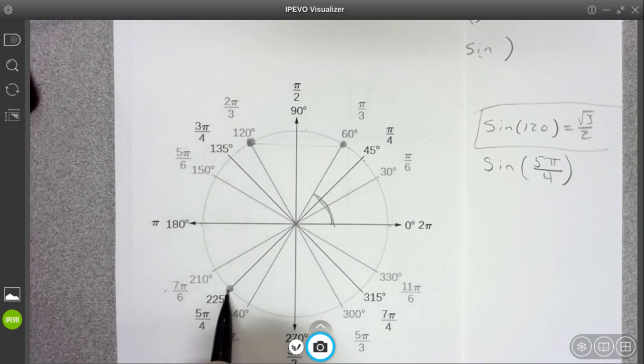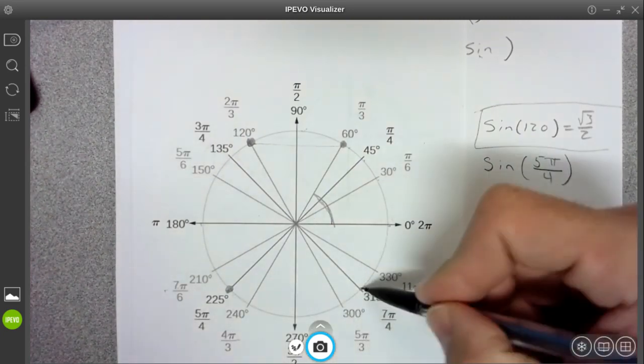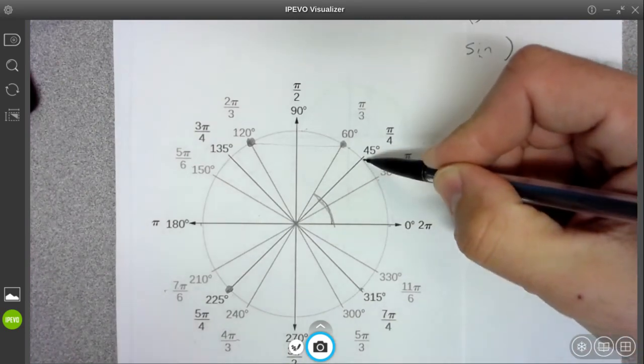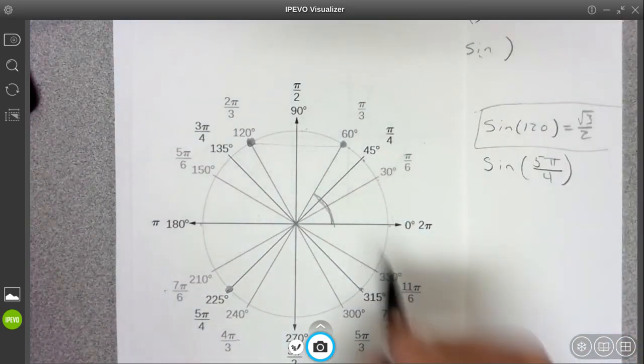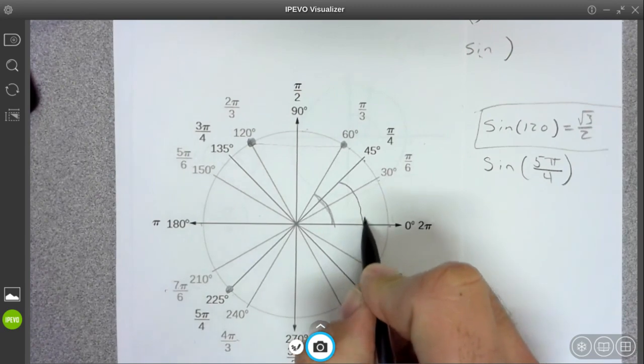But if you can't, you can just reflect twice. You would reflect to the 45 over here, and then reflect to the 45 over here. So what we're really dealing with is sine of 45 degrees.